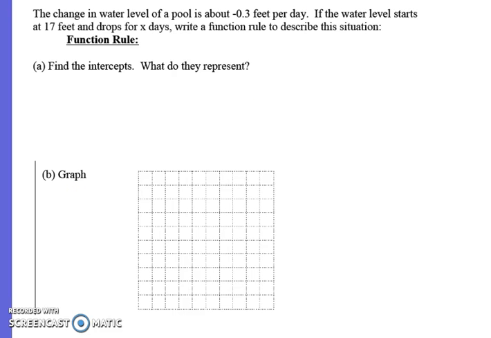The change in water level of a pool is about negative 0.3 feet per day. This negative right here, it just means that the water's going down. If the water level starts at 17 feet and drops for x days, write a function rule to describe the situation. Well, first of all, we need to define variables before we do anything. We already know that x equals the number of days.